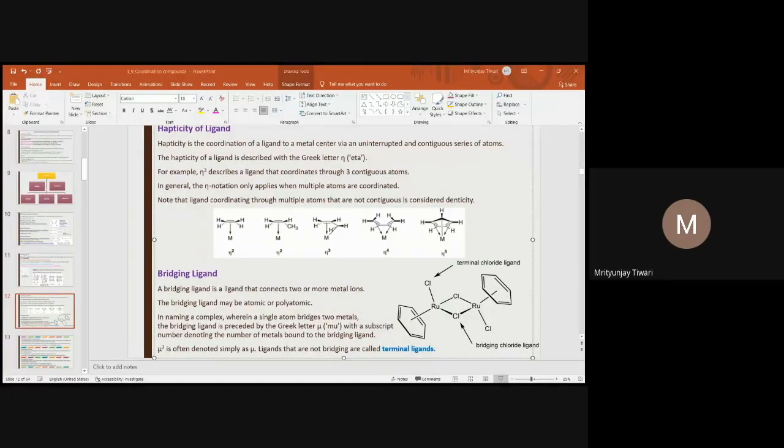So the ligands, all the ligands are the same. So this complex is called a homoleptic complex. In this case, PCl4, all the ligands are chloride, and so this is also a homoleptic complex.